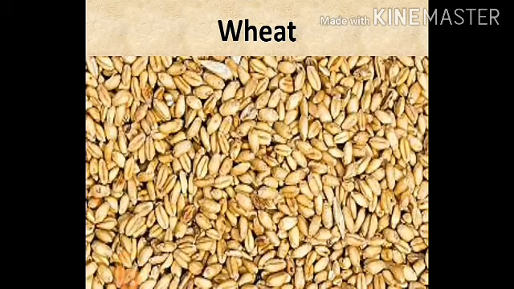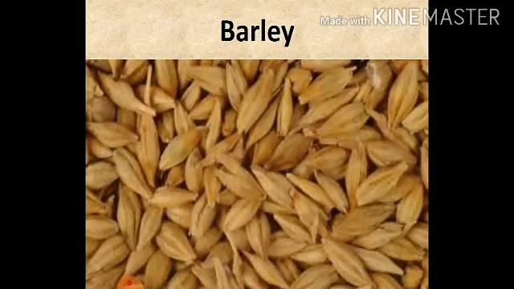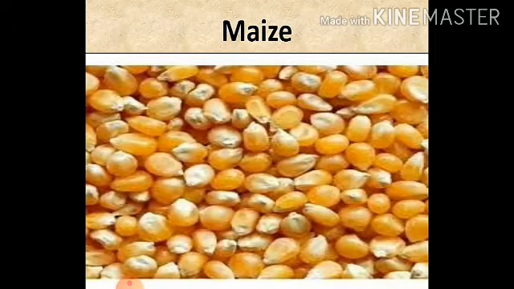Wheat, rice, millet, barley, oats, maize. So these are some of the examples of monocot seeds. We'll see them again, we'll see all the examples again.